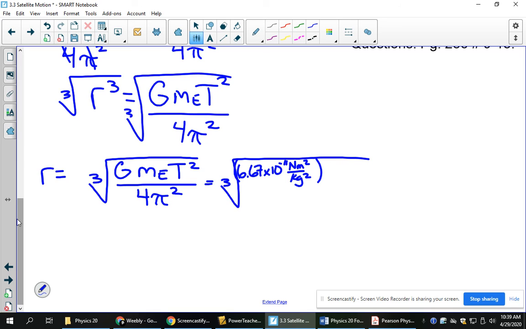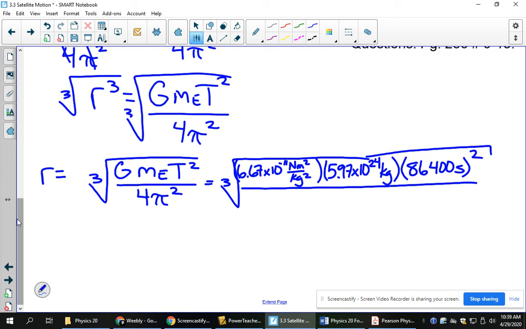G, the mass of Earth on my formula sheet, also in the textbook. The period that I calculated above in seconds squared. I might highlight that if I am worried about forgetting it in my calculator. Divided by 4 pi squared. Remember, don't you dare put 3.14. That's not what pi is. Pi is a button on your calculator. You need to use it.